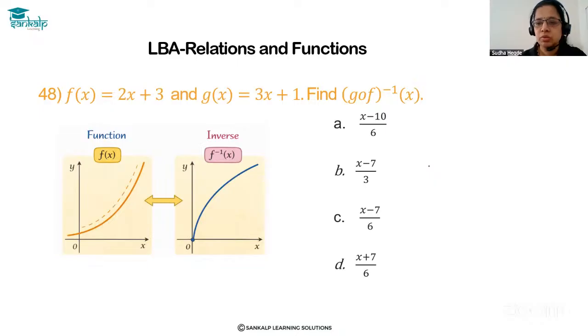Okay, so what is f of x? F of x is equal to 2x plus 3. G of x is equal to 3x plus 1. You need to find G composition F inverse x. To find that, first of all, you have to find G composition F.